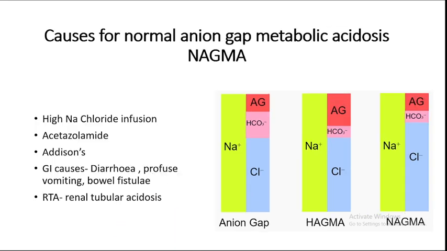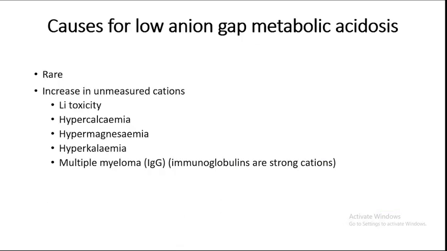So what are the causes for normal anion gap metabolic acidosis? As the diagram shows, the third one shows that the anion gap remains normal, but this patient has a loss of bicarbonate, and that is compensated by accumulating more and more chloride by the renal system. So their anion gap remains normal even though the bicarbonate is low. So if you infuse a lot of sodium chloride infusions, it can cause hyperchloremic acidosis, and acetazolamide, especially GI causes like diarrhea and profuse vomiting and fistulae can cause this type of acidosis.